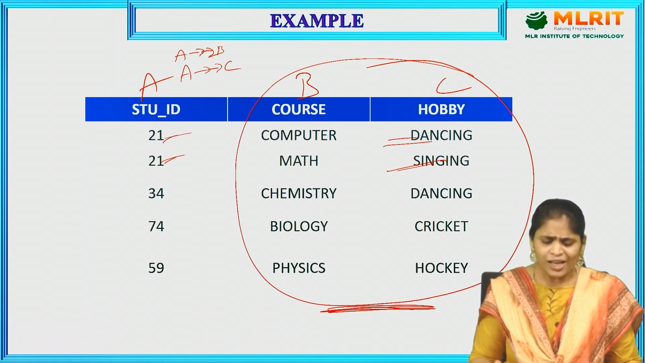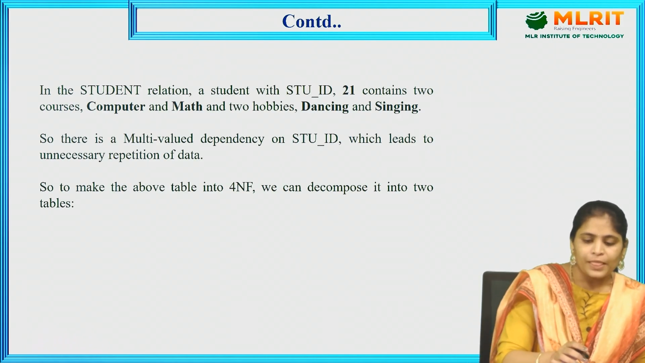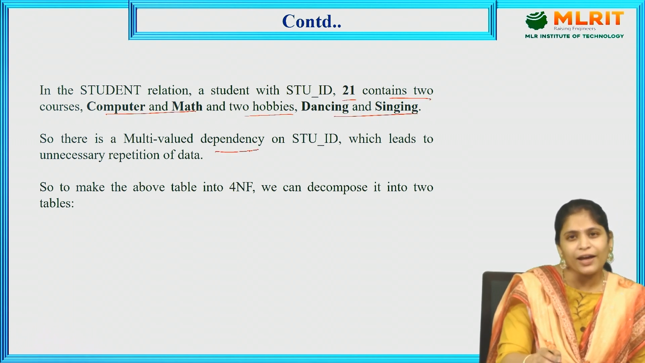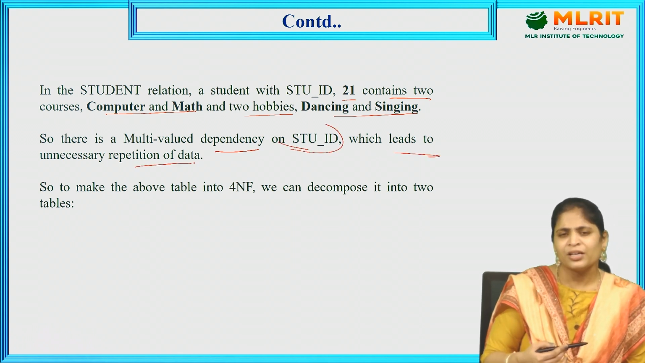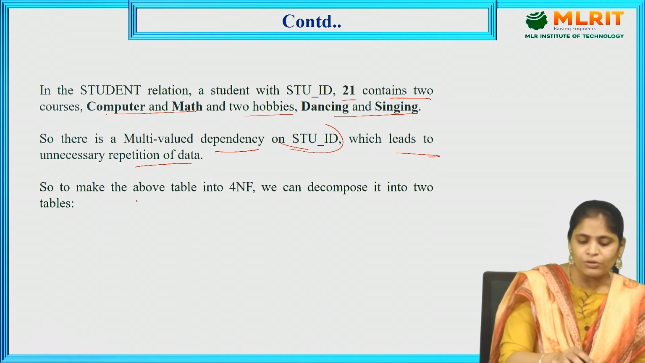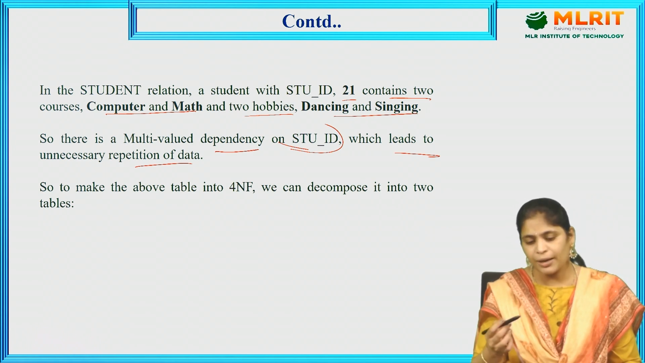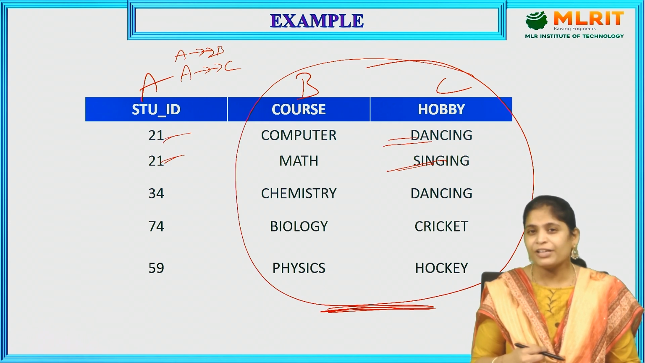So how can we overcome this? In the student relation, the student with student ID 21 has 2 courses, computer and math, and 2 hobbies, dancing and singing. So there is a multi-valued dependency on student ID, which leads to unnecessary repetition of data. That means 21 has been repeated unnecessarily. How can we remove that? By decomposing the above table into subtables. How can we decompose? Just think how we can decompose.